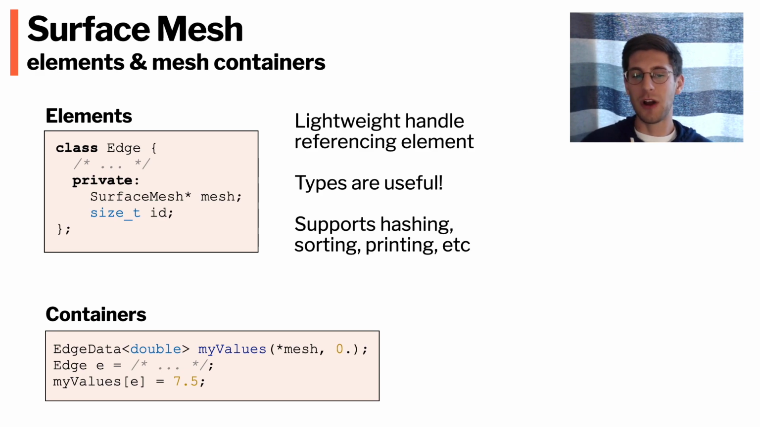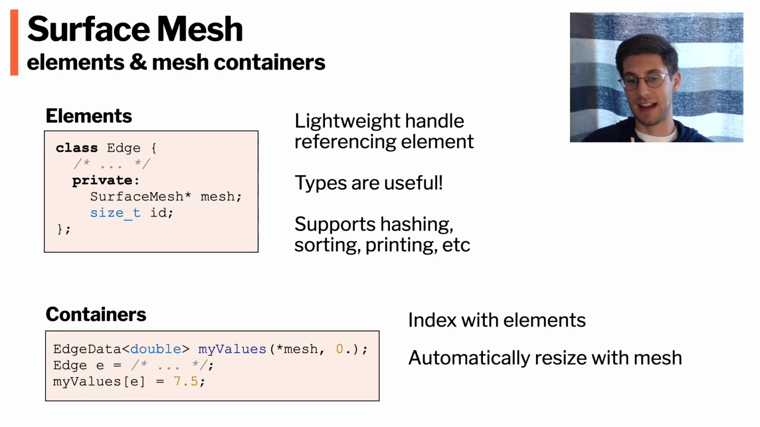Once you have one of these elements, we also have a system of containers, these mesh data containers, like for instance an edge data, which you can use to store any values you might have associated with the mesh. So here I create an edge data object, which is initially filled with zeros. And then for any edge in my mesh, I can index that edge data and store some value in it. So these can be indexable. But the really, really cool thing is that these containers are aware of the mesh that they go with, so they can automatically resize. So for instance, as you're deleting and adding elements to your mesh, these containers are smart and they dynamically, efficiently resize themselves so that it's always valid to index them with an element of your mesh.